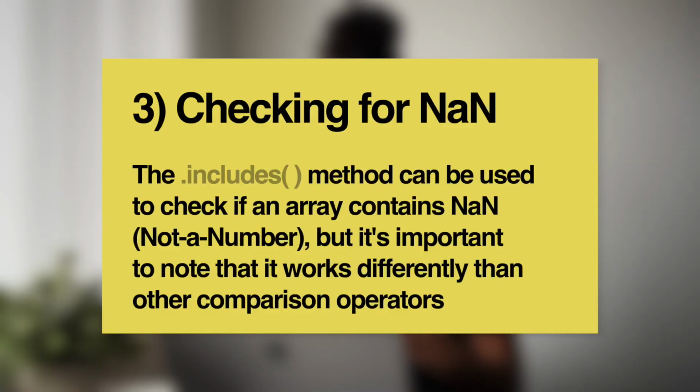And lastly, number 3 is checking for NaN, or not a number. Includes can be used to check if an array contains NaN, or not a number. But it's important to note that it works differently than other comparison operators. So when using includes to check for a NaN value, it does actually work correctly, unlike the triple equals operator sign, which doesn't directly compare NaN values. So something to keep in mind.